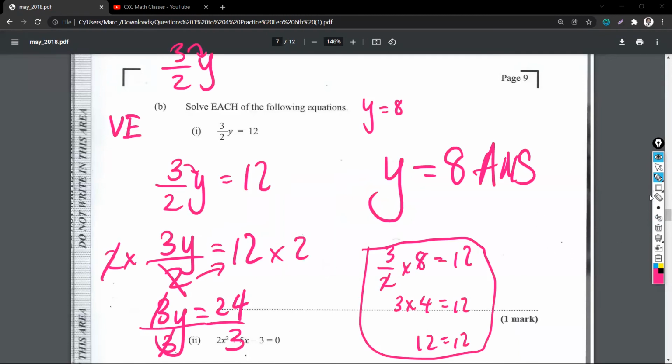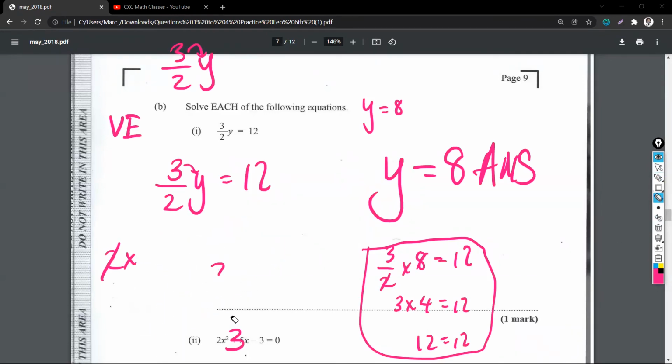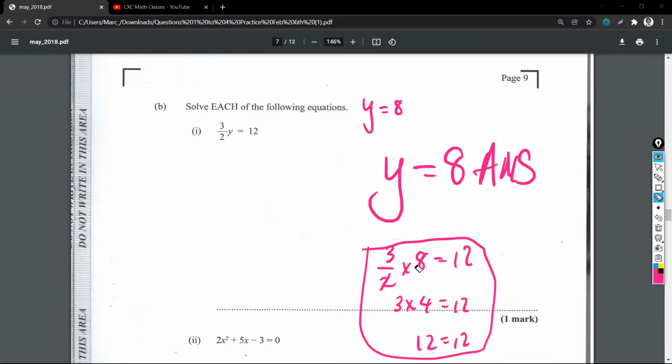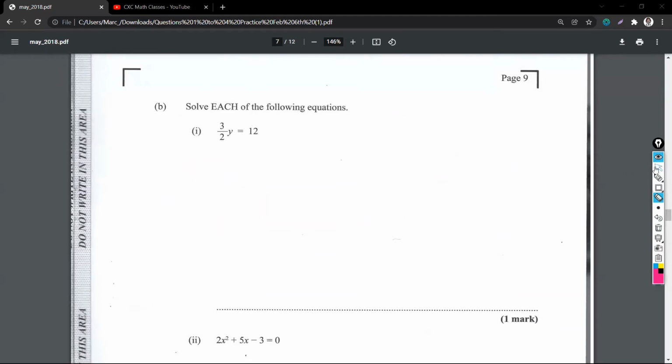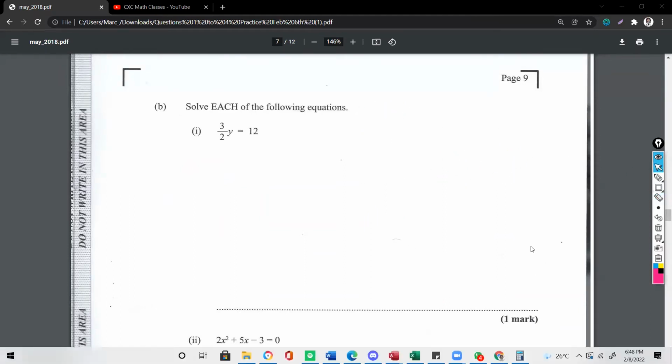So show some type of working. Even if you don't do what I did, if you know the answer is 8, show them that the answer is 8. Say 3/2 times 8, 3 times 4 is 12, 12 is equal to 12. And you'll be all right. But show a little working, you know? Show a little working, man. Show a little working.